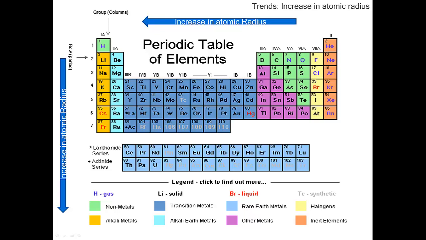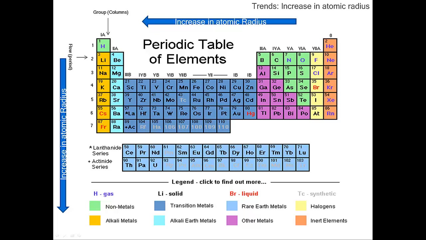Now let's have a look at a periodic trend. On this slide we're indicating our first periodic trend, and that's that the elements increase in atomic radius as you move from right to left. As you move from top to bottom, they also increase. So the largest is going to be francium down there in the bottom left. It's got an atomic number of 87. And one of the smallest is going to be fluorine. So as we move diagonally down and to the left, our elements increase in atomic radius.